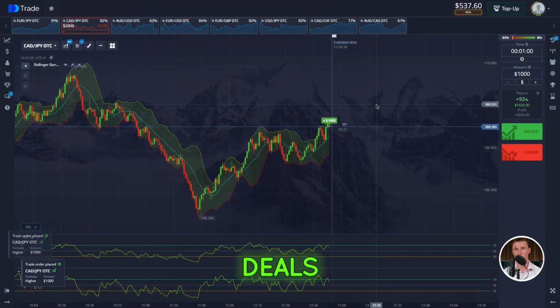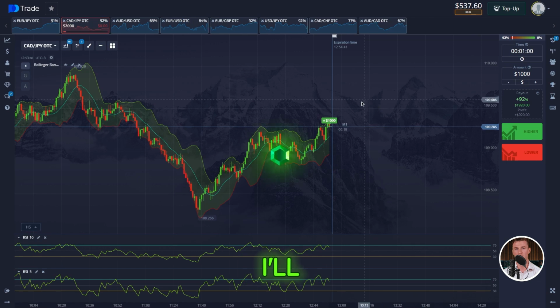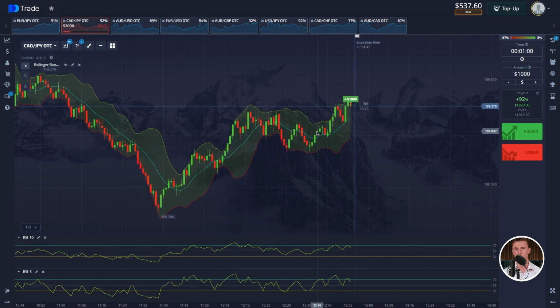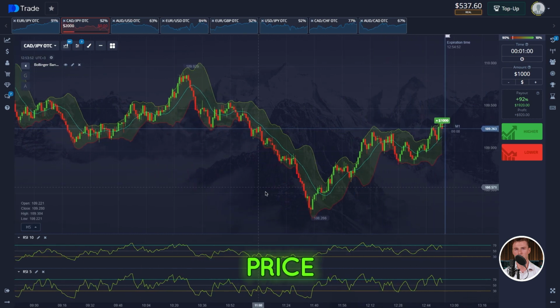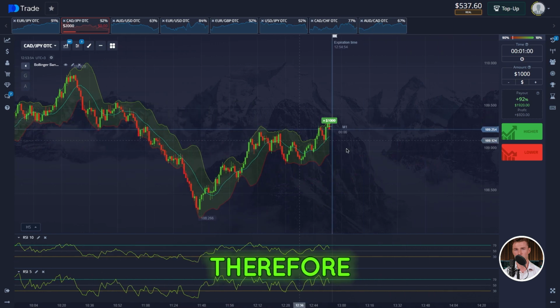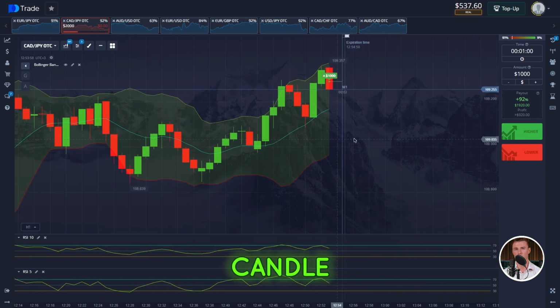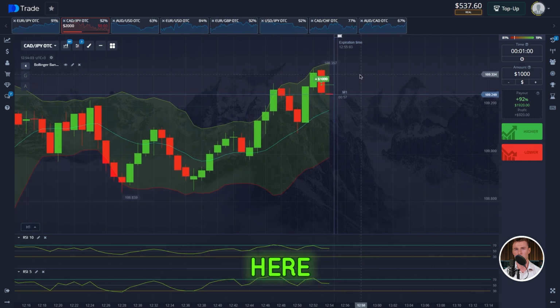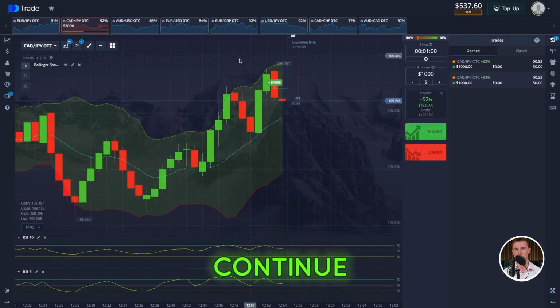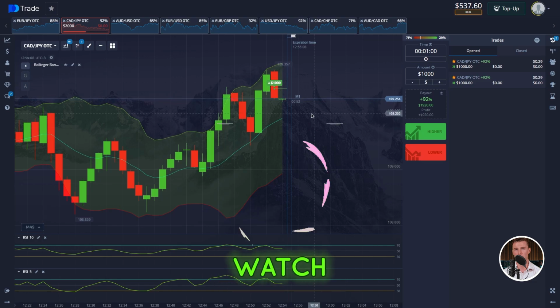Let's open 2 deals here for a better raise. I'll explain to you now why it's better to open a deal here for a raise. We are currently recovering the upward dynamics after this price correction. Therefore, we have already lost this candle here. It is better not to open a downward transaction here, as we will continue the upward dynamics. Let's watch it.